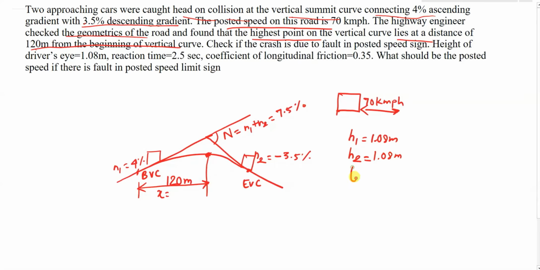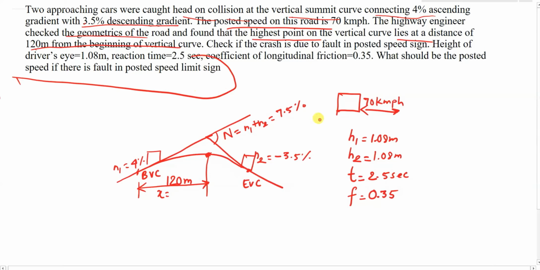Also, the reaction time or perception time of the driver in this case is 2.5 seconds. The coefficient of longitudinal friction of this vertical curve is given as 0.35. So you have to find what the posted speed should be if there is a fault in this speed limit sign. So if 70 km/h is the real cause of the accident or not, and if it is, you have to find what the new speed should be for this type of vertical curve. So this is the question, and let's see how you can do this.